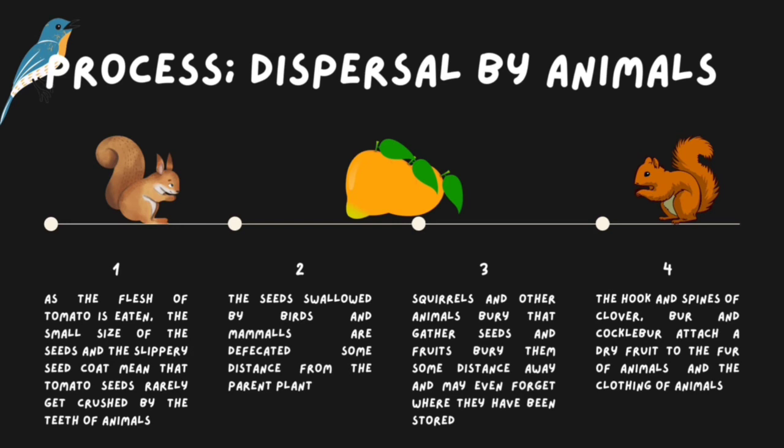The second one is, the seeds swallowed by birds and mammals are defecated some distance from the parent plant. The third one is, squirrels and other animals that gather seeds and fruits bury them some distance away and may even forget where they have been stored. The last one is, the hooks and spines of plover, burr, and cocklebur attach a dry fruit to the fur of animals and the clothing of humans.